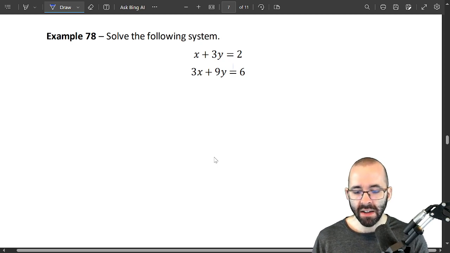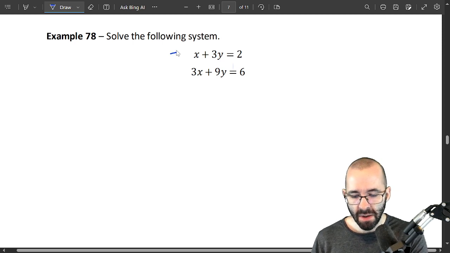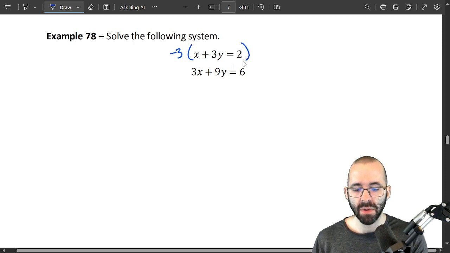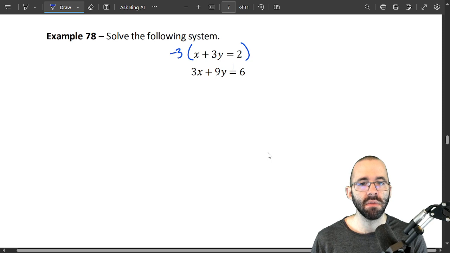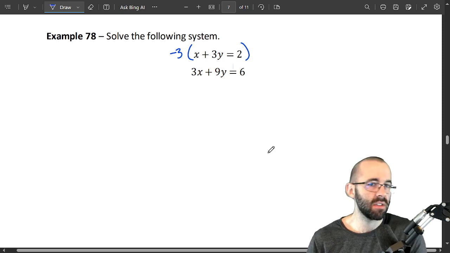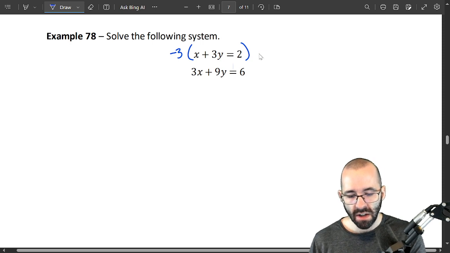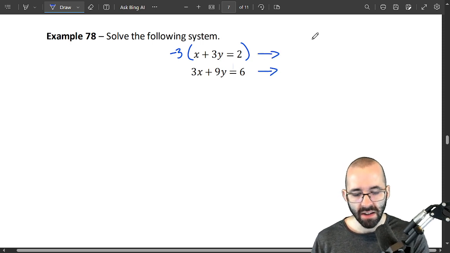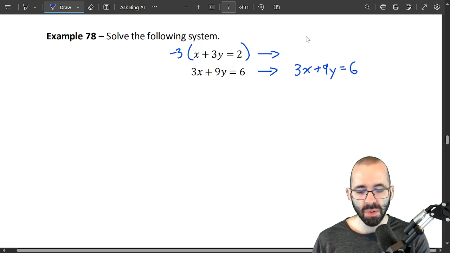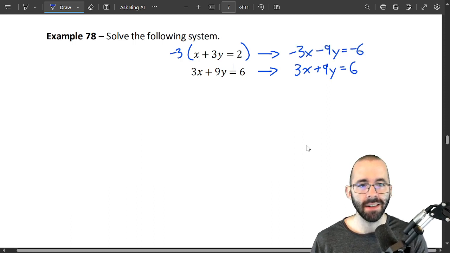Okay, so we need the coefficients to be opposite. So notice that if I multiply this first equation by -3, we'll have a -3x, and those coefficients will be opposite. We can add the equations together. So if we do that, we don't need to do anything to the second equation. The second equation can just chill, relax. The first equation, if we multiply everything by -3, we get -3x minus 9y equals -6.